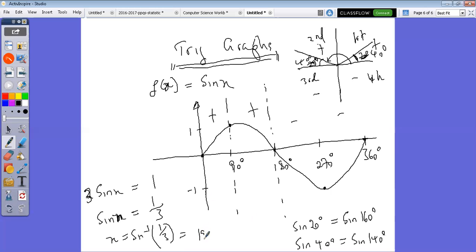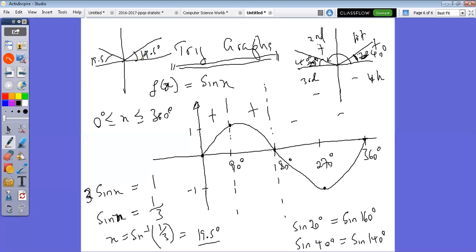19.5. Now they will give you a range, say 0 degrees less than or equal to x less than or equal to 360. So that will not only be the correct answer. Can you see this? Because I will apply this now. 19.5 is in the first quadrant, and it's positive. So it means it's 19.5 here, and it's also 19.5 there. Clear?